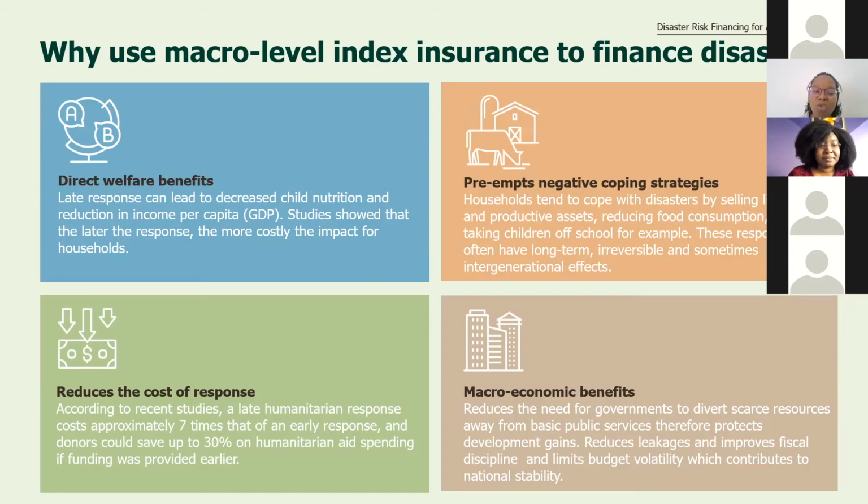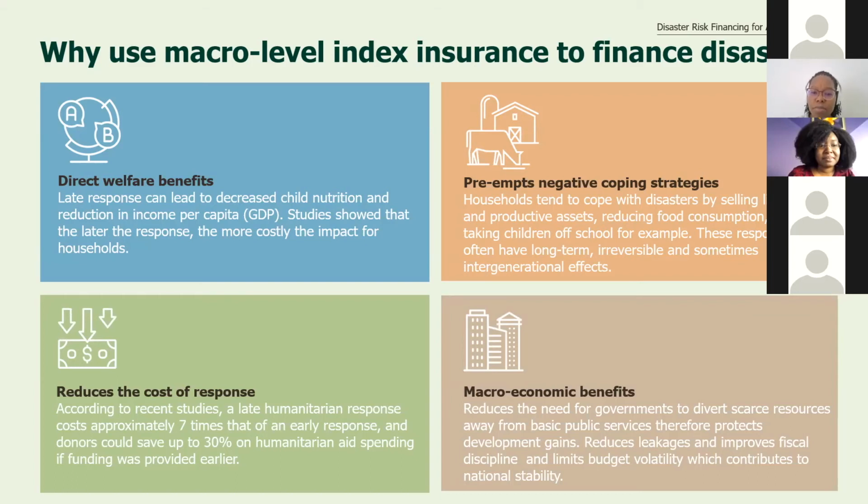The second set of benefits from using macro-level insurance is around coping strategies. Again, countless studies have pointed to the fact that vulnerable households tend to cope with disasters sometimes by selling productive assets, including livestock. In some cases, households reduce consumption for everyone in the family, and in other cases, households resort to pulling their children out of school for a limited period. However, these coping strategies can have long-term, irreversible, and sometimes intergenerational effects. So by providing finance to respond proactively or in a short space of time, macro-level solutions help to preempt and prevent such negative coping strategies.